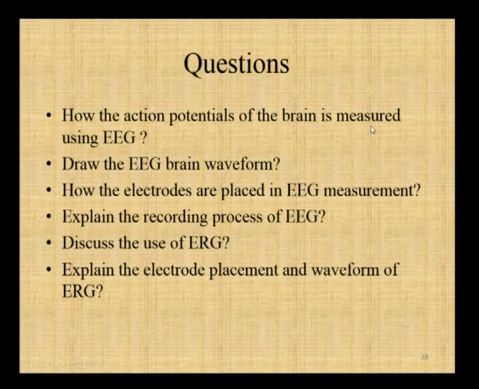From this lecture the student should be able to answer the following questions. How are the action potentials of the brain measured using EEG, what are the brain waveforms, and draw the diagram of brain waveforms. How are the electrodes placed in the EEG measurements, and explain briefly the recording process of EEG. Discuss the uses of ERG, electroretinography, and explain the electrode placement and waveform of ERG.